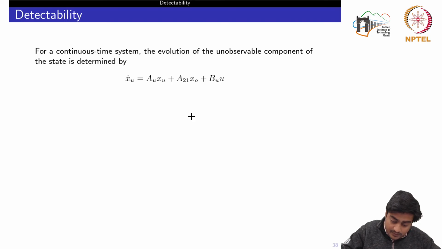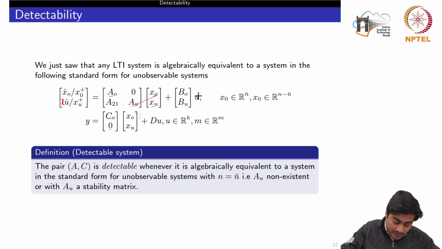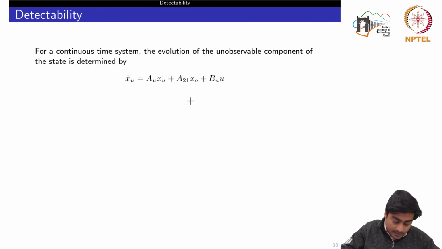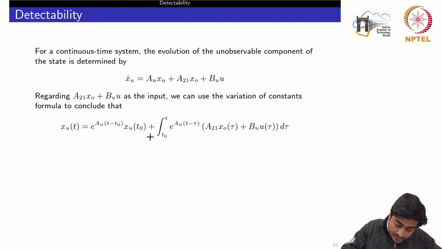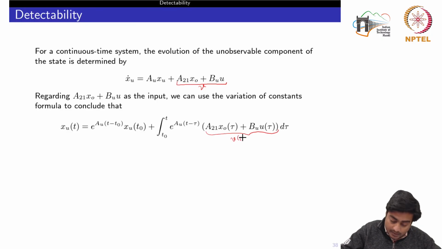So for a continuous time system, the evolution of the observable component of the system is determined by this one. I have just written this equation by opening it. So I would have XO dot as AOXO plus BOU, and the unobservable component A21XO plus AUXU plus BUU, okay, only the unobservable component. So I can treat this component as another input, let's say V. This is what we had also seen earlier. We can use the variation of constants formula to compute this XU, right? So this one is basically V tau. Okay, so XU is given by this one.